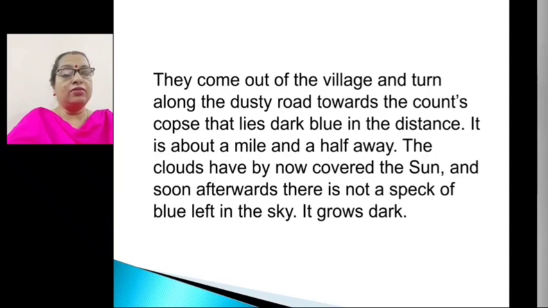Terenti and Foikla come out from the village and go to the thicket that is about 1.5 miles away from the village. Then what do you find? The clouds have covered the sun. That means it is about to rain and it grows dark.